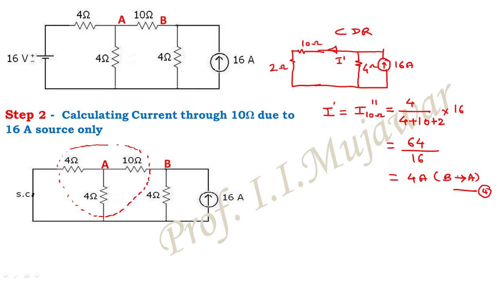So you have the next number, say 4. So your first calculation is current flowing through 10 ohm due to the first source, 16 volt source. We have used the notation I 10 ohm dash. So this value comes out to be 0.5 ampere, and here direction is A to B. Whereas for the second step, current flowing through 10 ohm due to the next source, that is the 16 ampere, this value comes out to be 4 ampere, and the direction is from B to A.